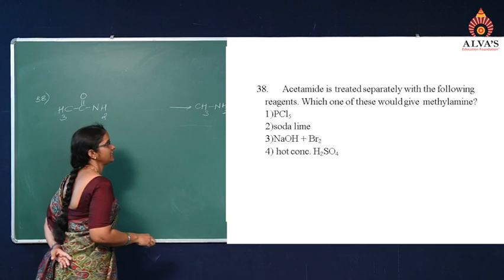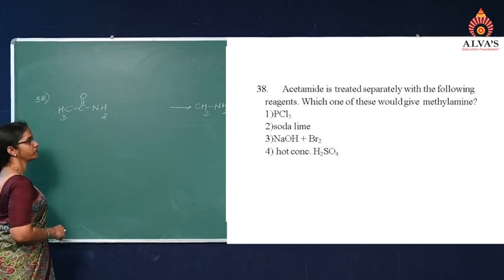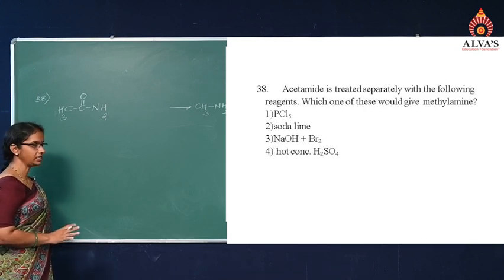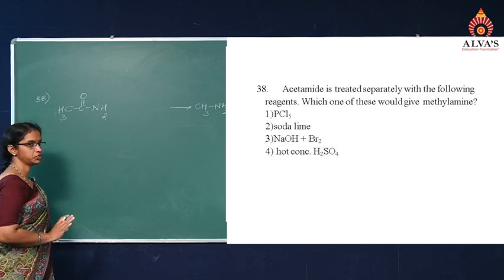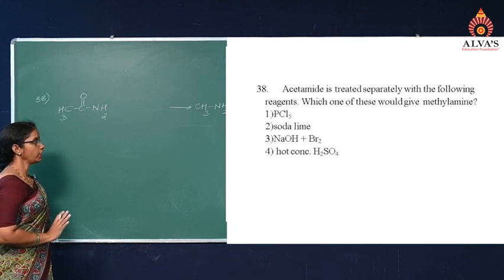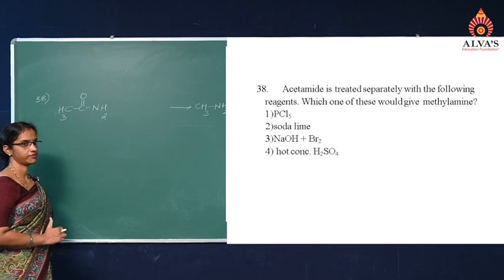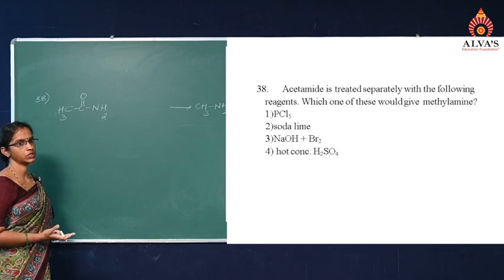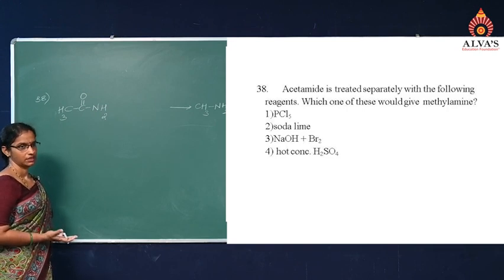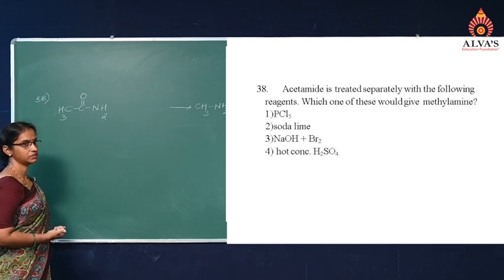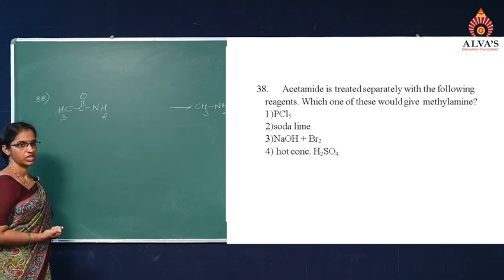When we observe the reactant and product, we find that the number of carbon atoms has decreased. If the number of carbon atoms has to be decreased, that means the reagent which has to be used should be capable of taking away a carbon. If I look at the options, we have been given PCl5, soda lime, NaOH in bromine, and hot concentrated sulfuric acid. Our knowledge of reactions does not allow PCl5 and sulfuric acid to take away carbon directly. So they are not possible.